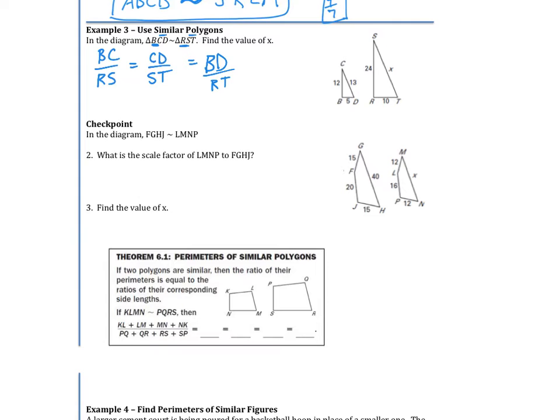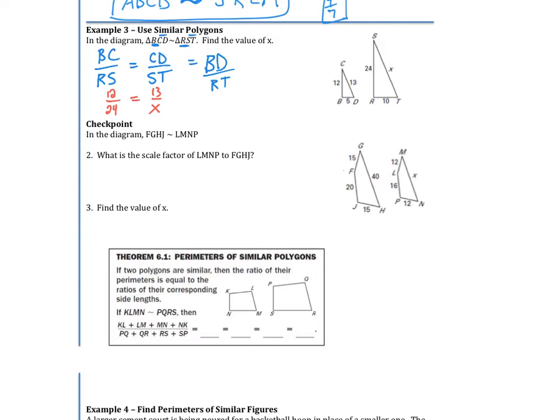So now let's fill in these blanks. BC is 12, so this would be 12. RS is 24, so it's 12 over 24. CD is 13, and ST is X. So when we fill these in, we end up with a proportion. Do you see we have 12 over 24 equals 13 over X?